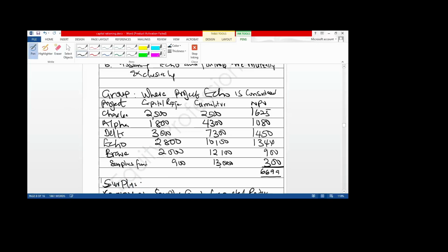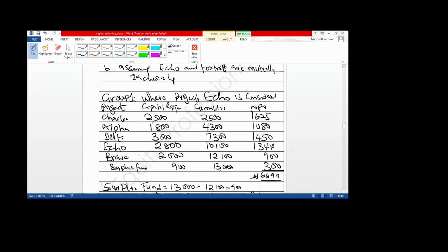Surplus funds: 13 minus 12,100, 900. This is option 1. Look at group 1. The projects are mutually exclusive. Once you do this E, you cannot do the other, full stop. Group 2.